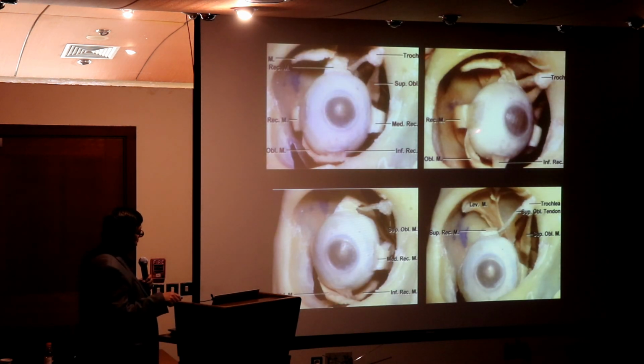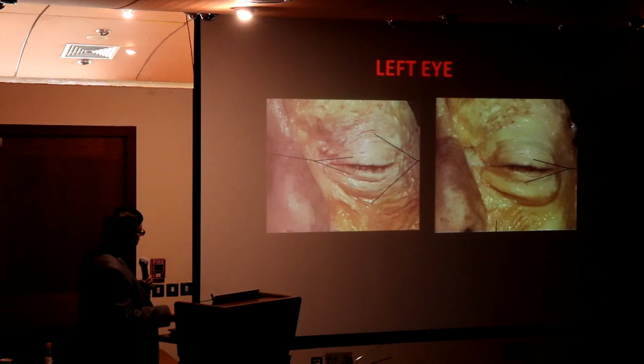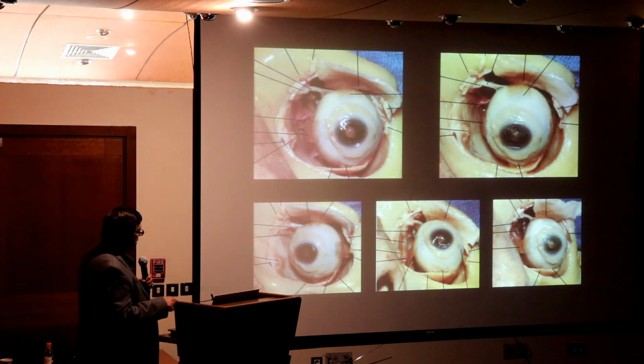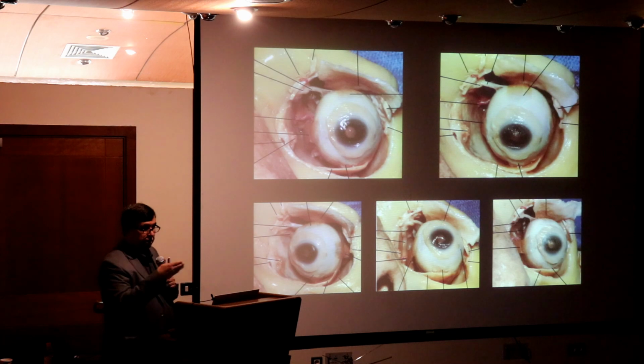These are all the muscles that you can see, with the intorsion and extorsion. If you look at the left eye, this is the nose, this is the left eye, just the same arrangement, and you can see and appreciate the muscles. So if one wants to go into orbital surgery, one has to master the orbital anatomy.